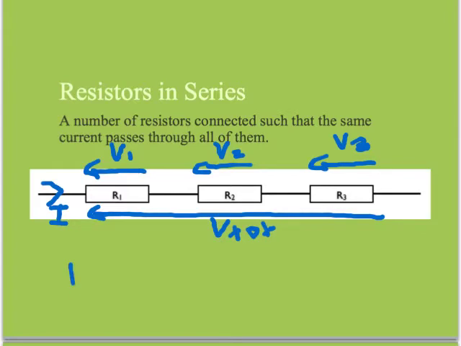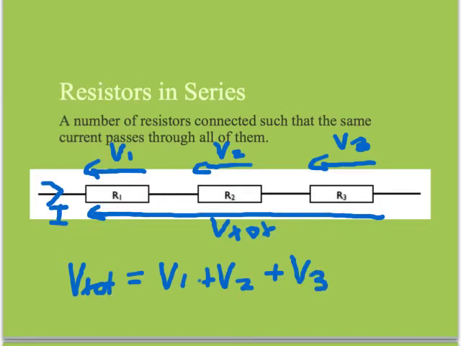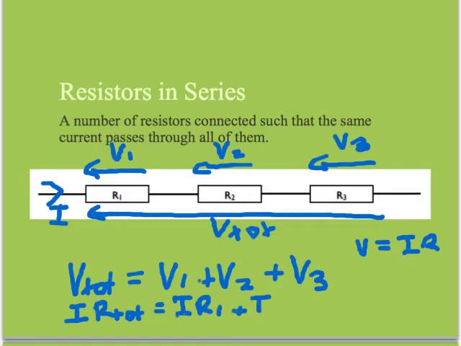Now we know that V total is equal to V1 plus V2 plus V3. And if you look at this, we know that V equals IR. So the total voltage must be the current, which is the same everywhere, multiplied by the total resistance. And that will be equal to IR1 plus IR2 plus IR3.